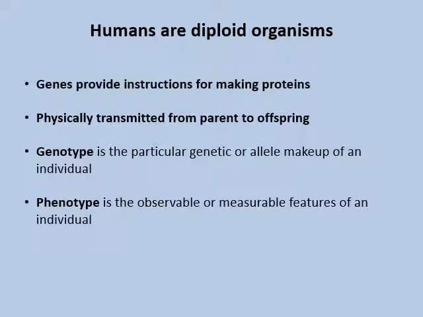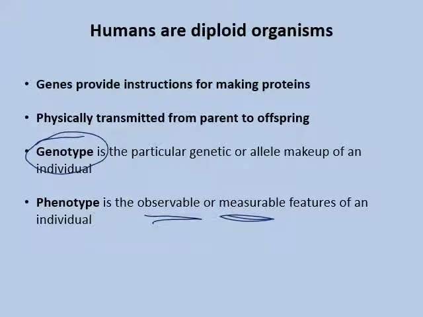Okay. So these genes that we have that have different alleles are the ones that provide instructions for making proteins. They are physically transmitted from parent to offspring, and then we get a genotype, right? Genotype is a particular genetic or allele makeup of an individual. So this is something you can't see. Again, phenotype is observable or measurable. It doesn't mean you can always see it.